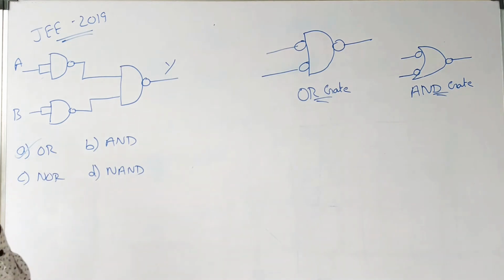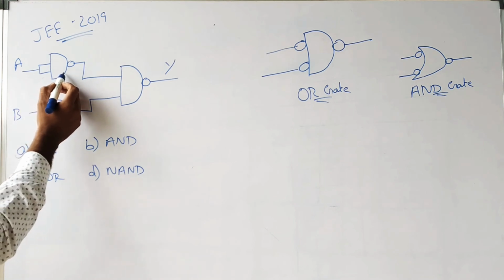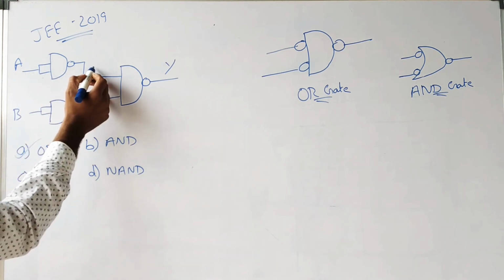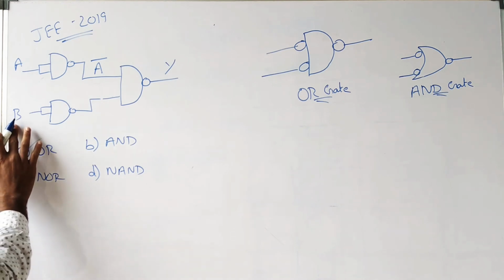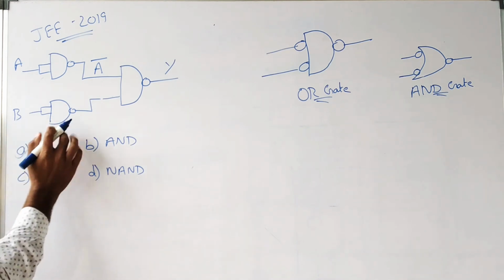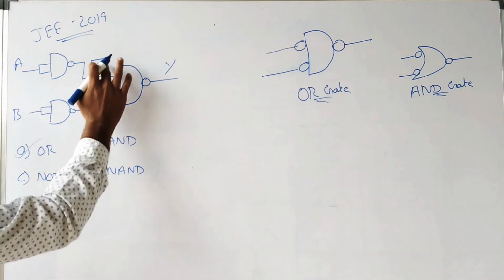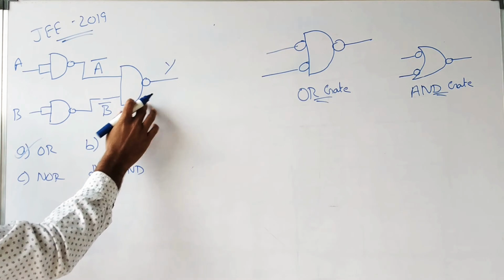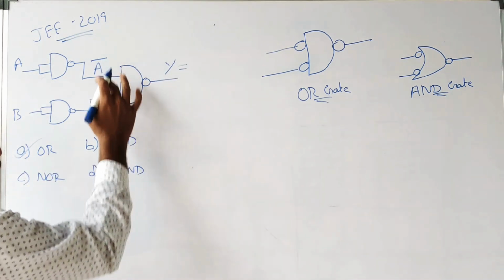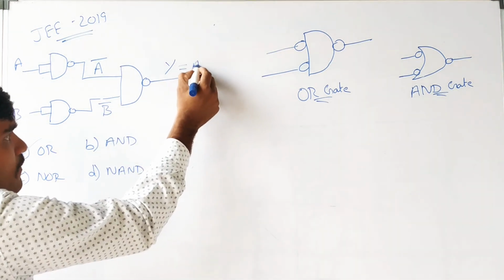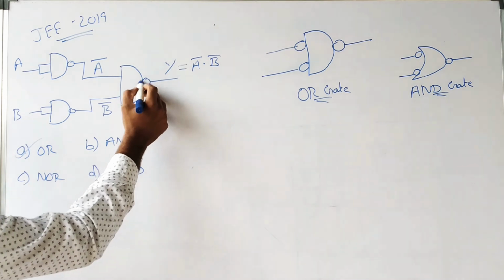Look, the proof we can also give. Input A to the NOT gate gives A bar. Input B to the NOT gate gives B bar. A bar and B bar are the inputs to the NAND gate. For the NAND gate output, first we have to multiply whatever inputs they have given, and then we have to put the bar.